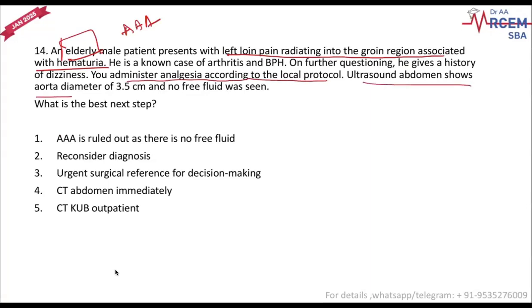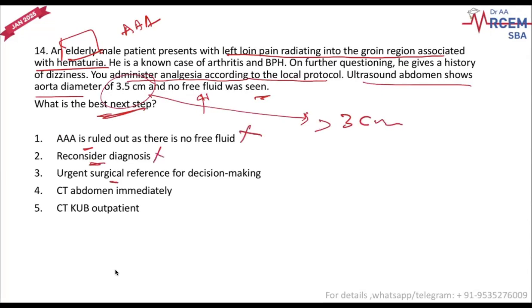Ultrasound scan shows an aorta diameter of 3.5 centimeters. No fluid was seen. What's the next best step? AAA is ruled out because there is no free fluid. No, AAA doesn't depend on the free fluid. It depends on the diameter. It is more than 3 centimeters. It is an AAA for us.